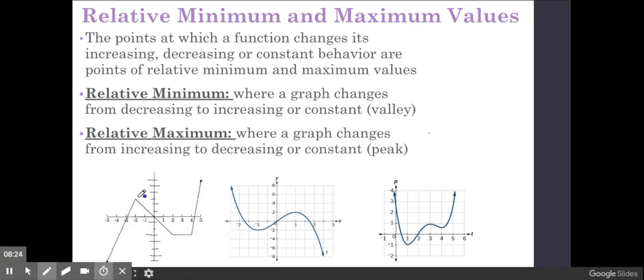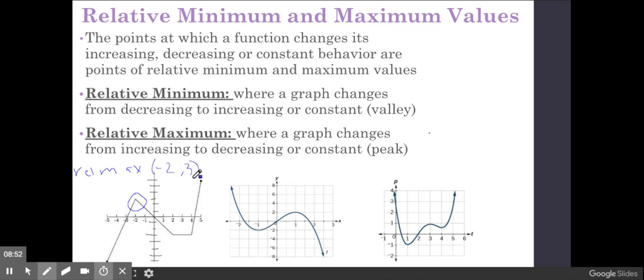So if we go here, we see that we have a change from increasing to decreasing. So this is going to be an example of a relative maximum. It's like a peak. And if I were to ask you to tell me what that point was, we have a relative max at -2, and it looks like it goes up to about 3. So we have a relative max at (-2, 3).